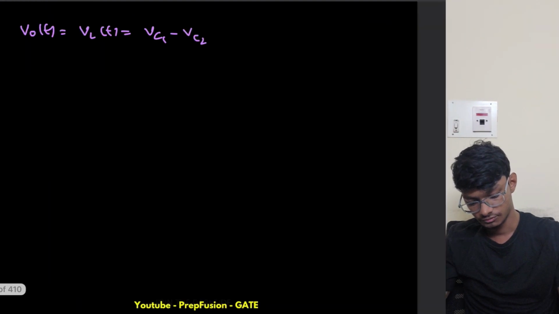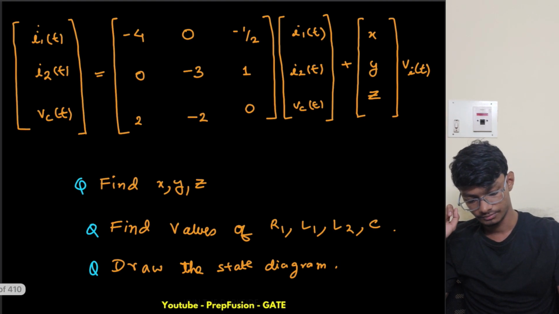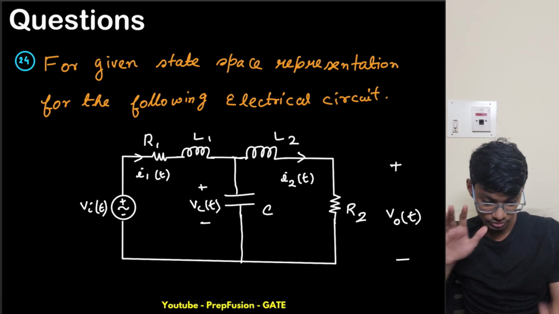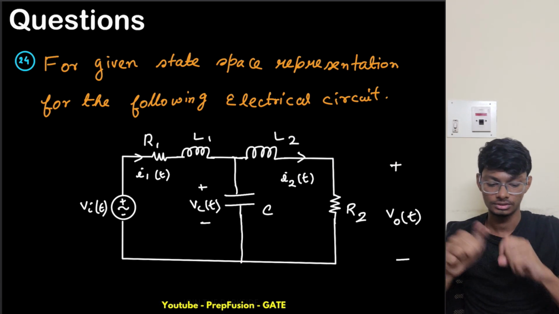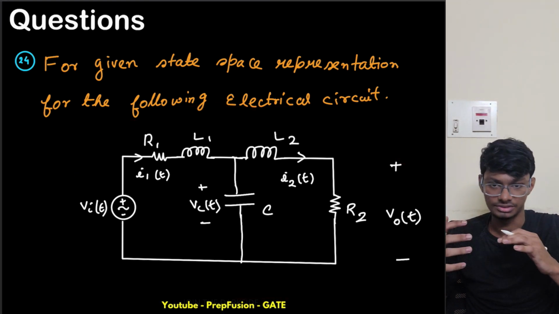So yeah, this was the solution for this question. Now let's solve another question. So in this question, this is a big question. What I will do is I will give this question as homework for you, and you do it. Okay, like this you can do, right? This you can do. Find the state space representation for the following circuit.